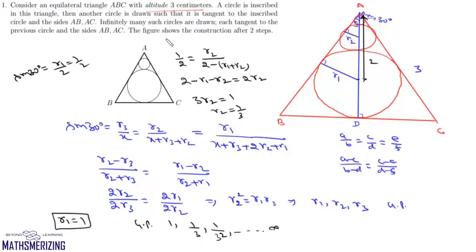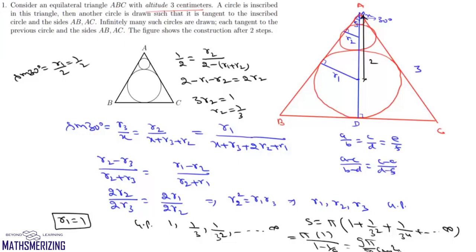We need to find the sum of areas of all the circles. So the sum of areas of all the circles will be pi r squared. So it will be pi times 1 plus 1 by 3 squared, plus 1 by 3 to the power 4, up to infinity. So this sum will be pi a upon 1 minus r. So it will be 9 pi by 8 centimeter squared. So that is the answer to this question.